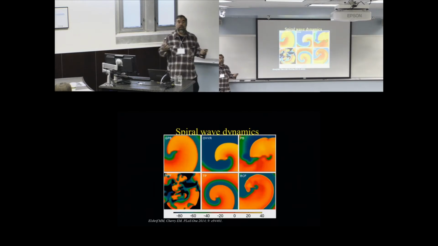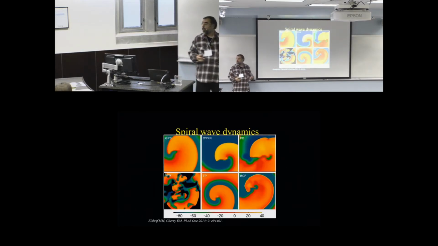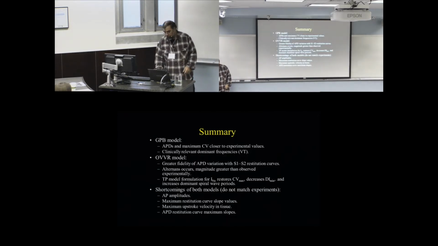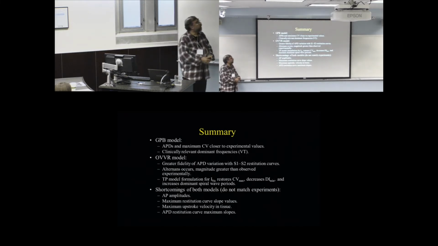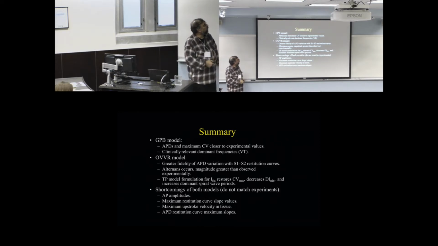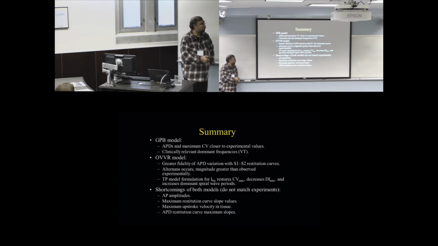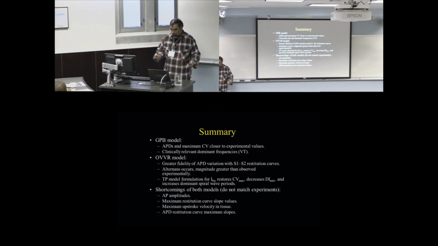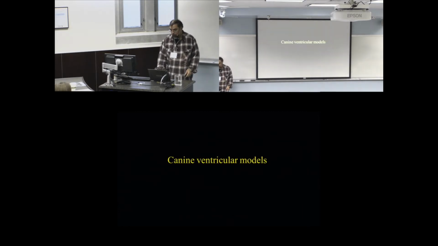But then again, there's no consistency between the models. Different models give you different dynamics. This is a summary of some of the differences and shortcomings of the models. They don't match experiments. They don't match the AP amplitude, the maximum restitution slope values. The conduction velocity in tissue is not correct. The restitution slopes also are very variable between the models.